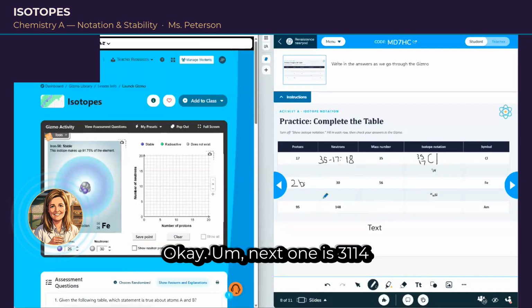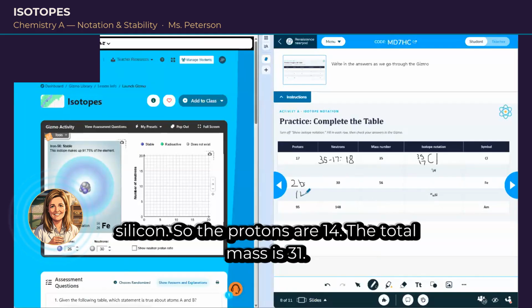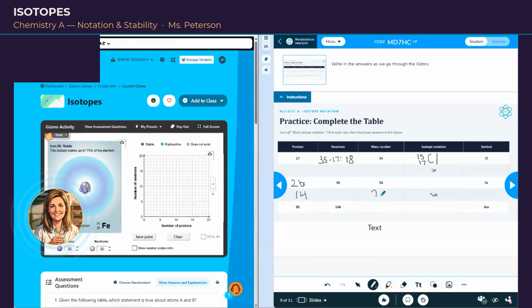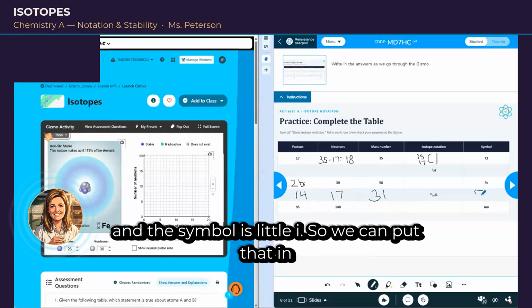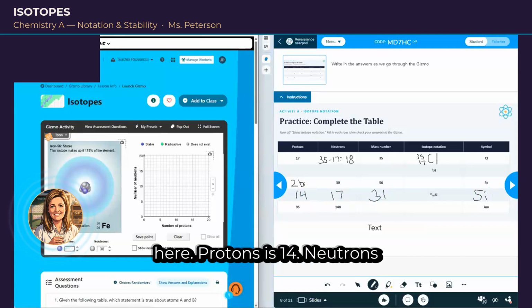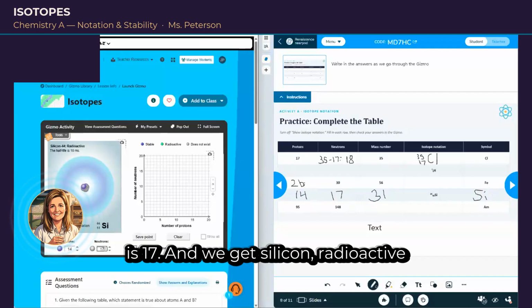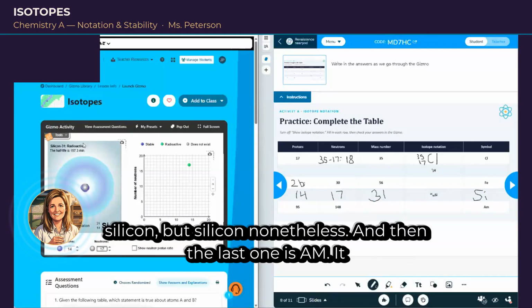Next one is silicon-31, atomic number 14. So the protons are 14. The total mass is 31. So if I do math, I think it's 17. Is that right? 17 are the neutrons, and the symbol is big S, little i. So we can put that in here. Protons is 14, neutrons is 17, and we get silicon, radioactive silicon. But silicon nonetheless.